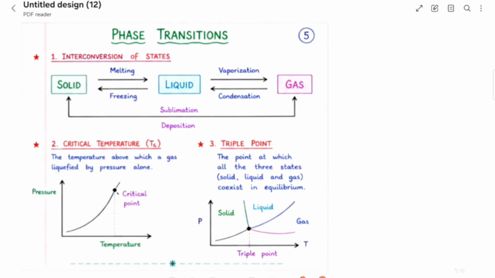Then critical temperature. What is critical temperature here? The critical temperature is the temperature above which a gas cannot be liquefied by pressure alone. Then what is the triple point? The triple point is the point at which all three states, solid, liquid and gas, coexist in equilibrium. They are present in equilibrium condition. That is called the triple point.